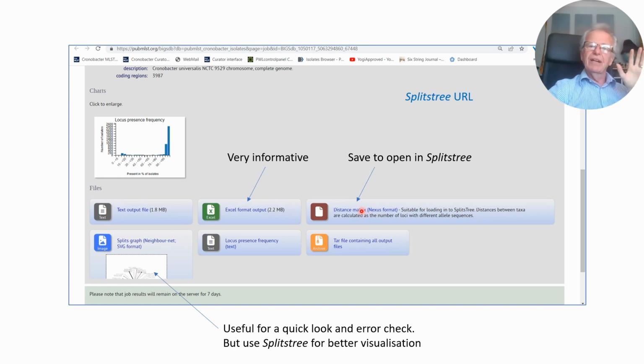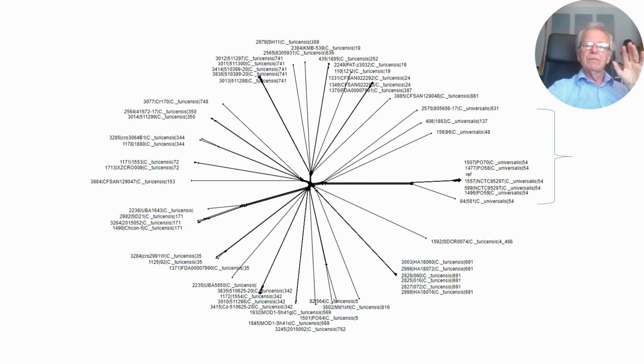but I actually much prefer to then click on this one, distance matrix, Nexus format, click on that, download it, and then I open it in a program called SplitsTree. And here's a URL for SplitsTree. And this is the diagram that you'll get. So this is analyzing 57 genomes.